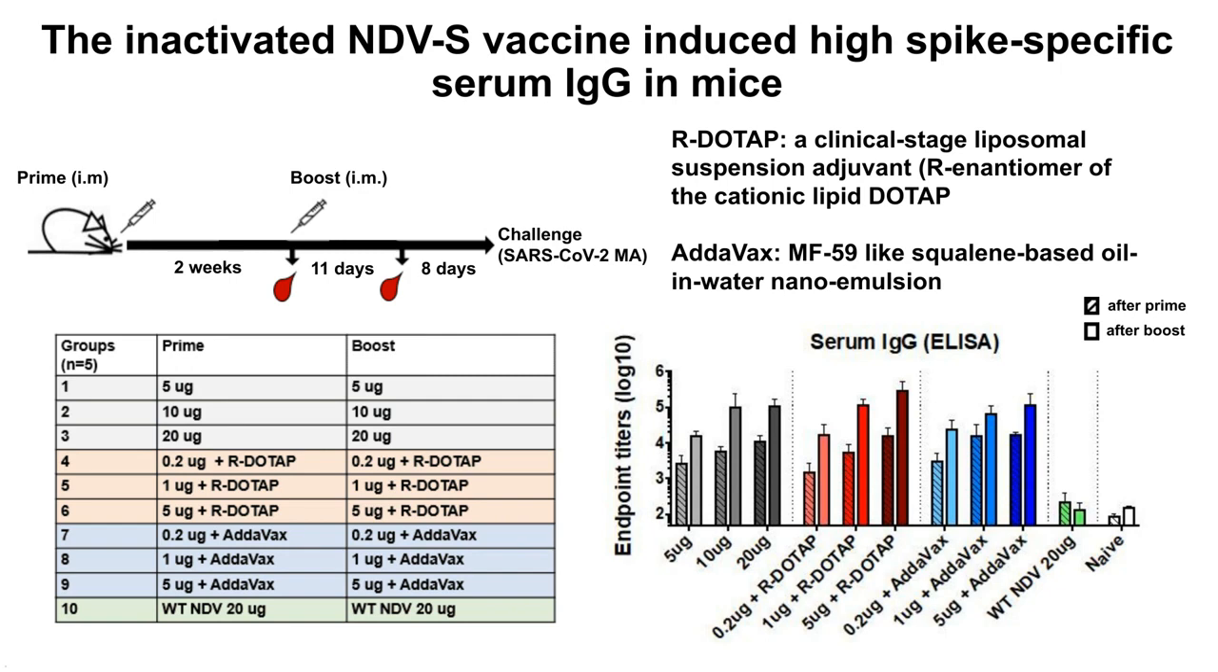And when we look at serum antibodies, we get good levels of serum antibodies, but what you can realize is that in the presence of an adjuvant, you get levels that are equivalent to the ones in the absence of adjuvant, but with lower amounts of virus. So 1 microgram plus adjuvant induces the same levels of antibodies as 20 micrograms without adjuvant.